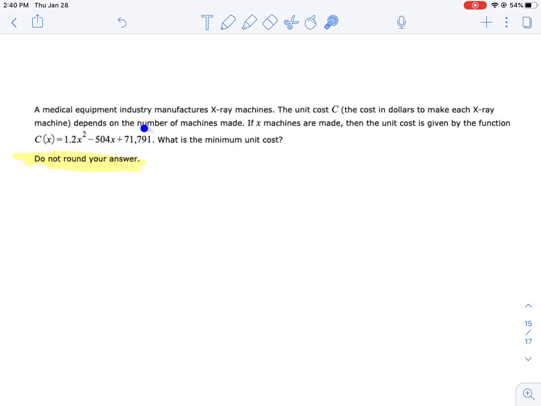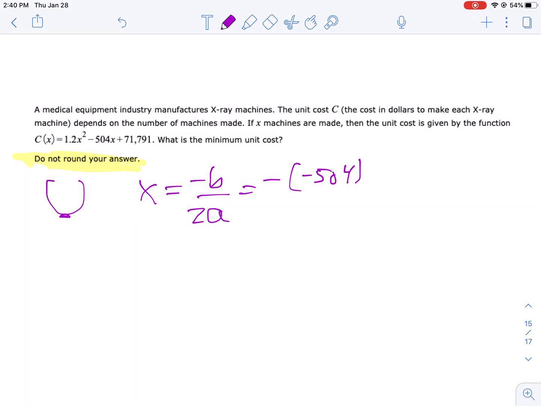Notice it's a function. It's going to be a quadratic. It's going to be a parabola. So the minimum is going to be at the bottom of your parabola. The minimum is going to be your vertex. So now let's do x equals -b over 2a. So that would be the opposite of -504 divided by 2 times 1.2.